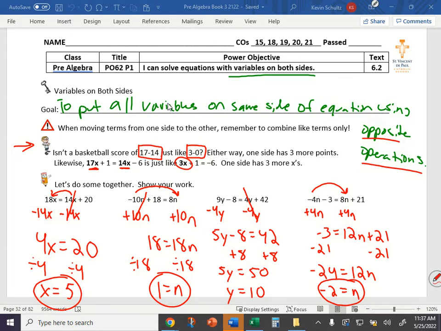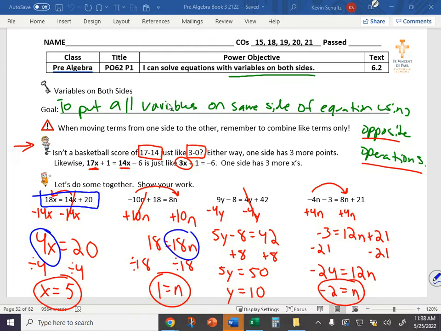In this first example, we had 18x equals 14x plus 20. How many more x's did the left side have? 4. And that's what we got when we used opposite operations. The second one, negative 10n and 8n. This is tricky because of the negative sign, but think of negative 10 and positive 8. How many more n's were on the right side? 18. Think of negative 10 to positive 8. That's a difference of 18, and that's what we got here.